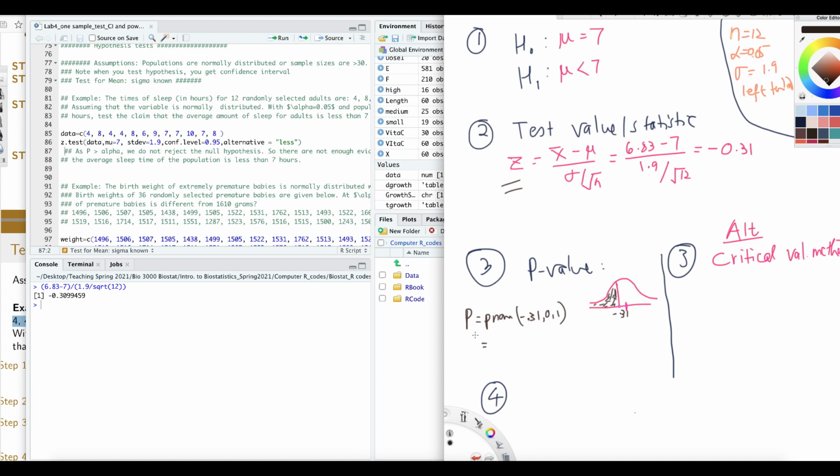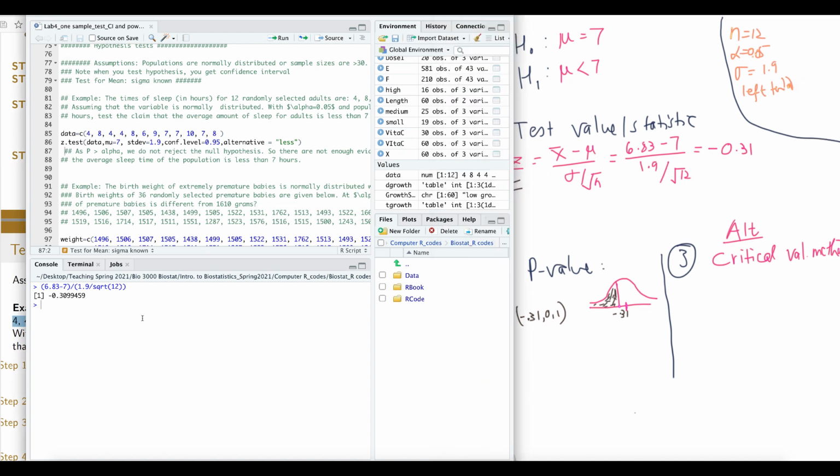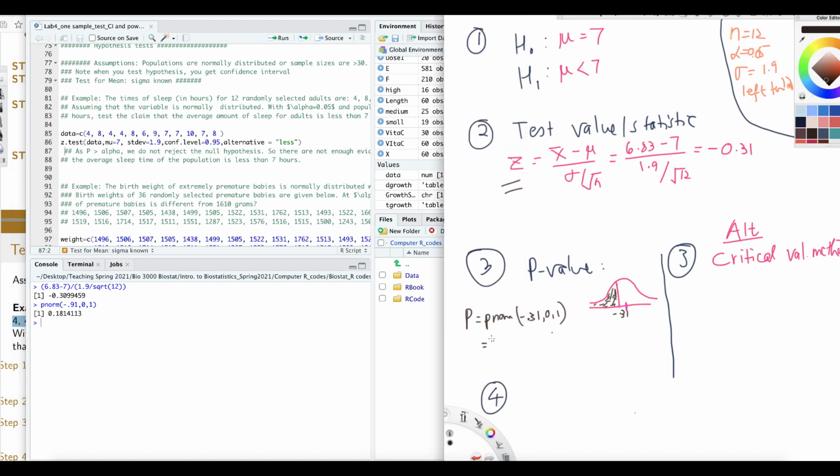Okay, so if you do that, pnorm negative 0.31 and then 0, 1, right? If you do that, I got 0.1814. That's what you got. So that is 0.1814. This is the p-value method.